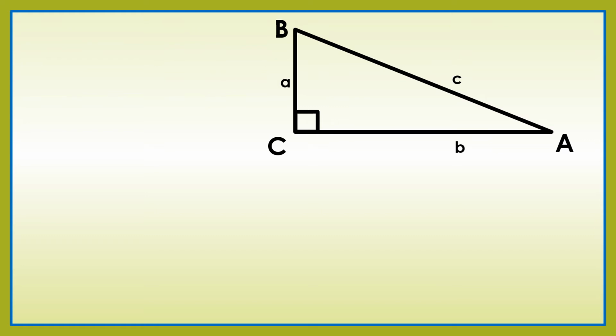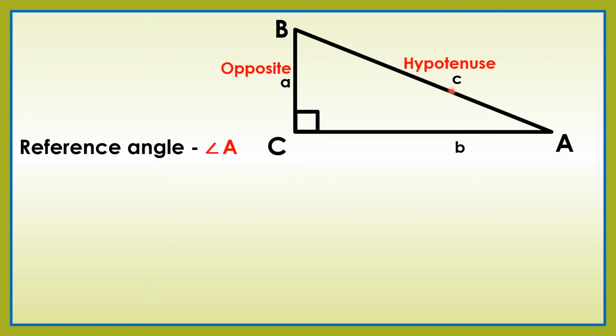Let us consider triangle ABC and the sides are side A, side B, and side C. So, kunin muna natin ang ating reference angle. Ang reference angle natin dito ay yung angle A. Kung ang angle A ang ating reference angle, ang opposite side natin yung side A, at ang ating hypotenuse ay palaging yung opposite ng right angle. And this one is the adjacent, yung katabing side ng reference angle.